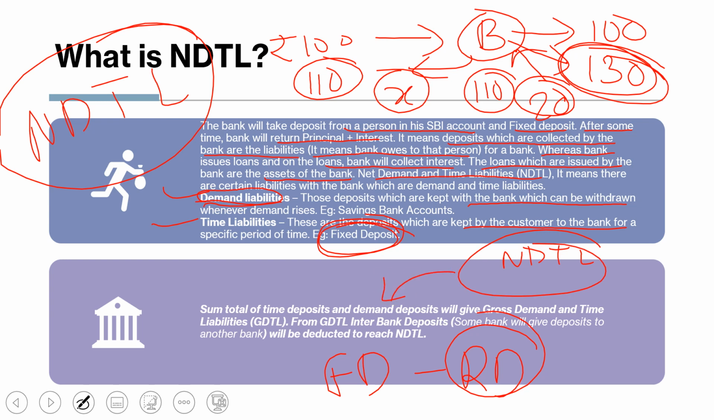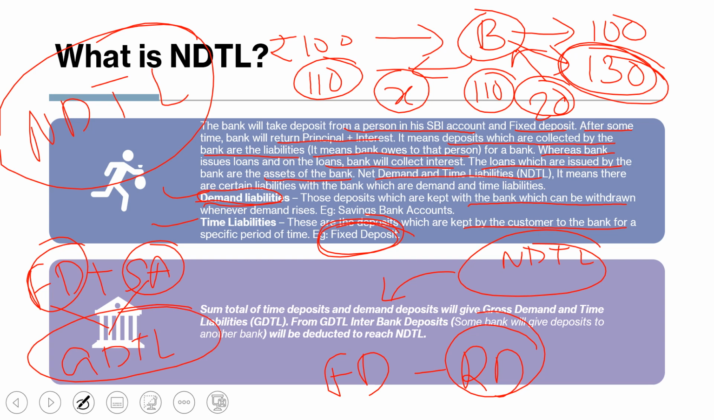We will see here. The sum total of the time deposits, that is FD, and the demand deposits that you have given. Let us suppose your savings account balance and your current account balance, along with your FD, fixed deposit. Those totals will give you gross demand time liabilities. That will give you GDTL. And now in this GDTL, interbank deposits will come in.